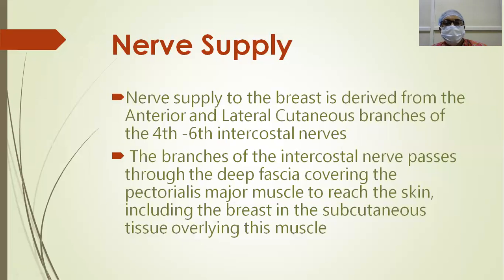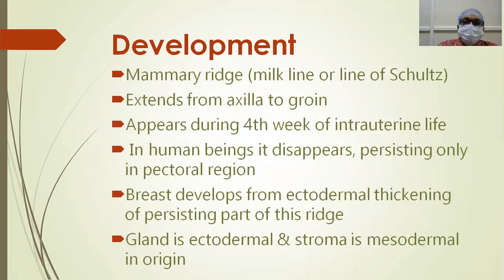So nerve supply: the nerve supply to the breast is derived from the anterior and lateral cutaneous branches of the fourth to the sixth intercostal nerves. The branches of the intercostal nerve pass through the deep fascia covering the pectoralis major to reach the skin, including the breast and the subcutaneous tissue overlying this muscle.